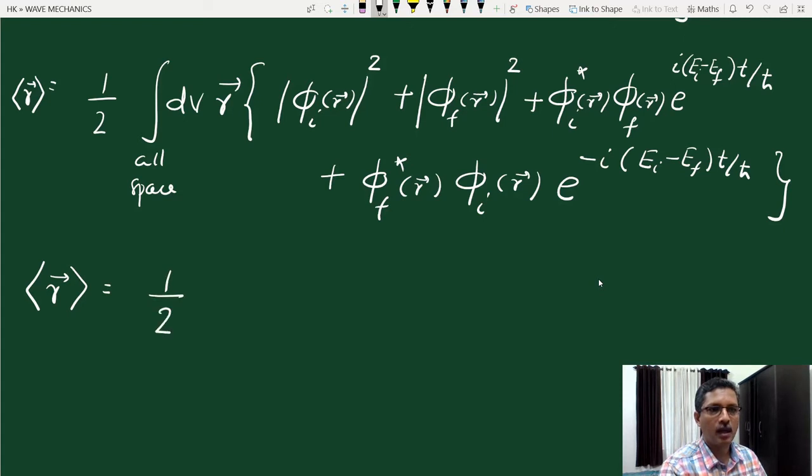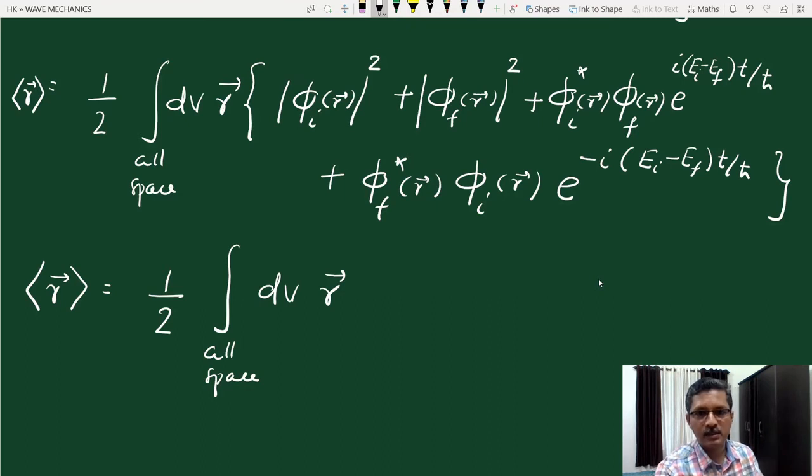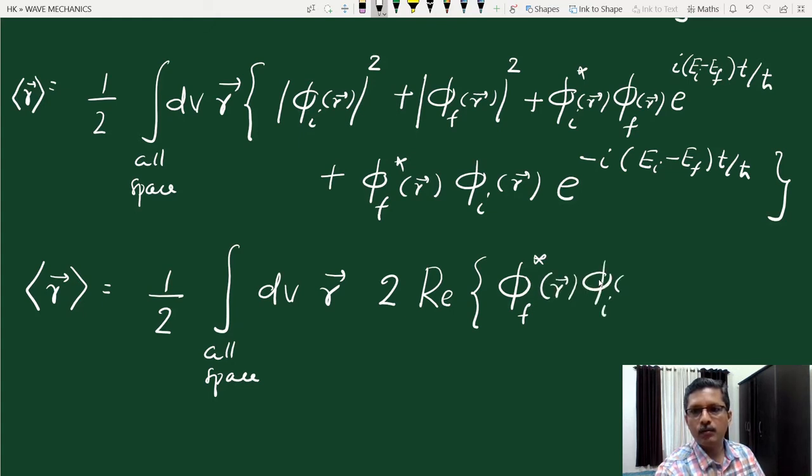we can write the expectation value of the position vector of the electron as half integration over all space, dV r, and for the third and fourth terms together, I am not considering the first and second terms, we can say 2 times the real part of, I am considering the fourth term. We can consider either the third term or the fourth term. Let's take the fourth term: phi f star phi i e raised to minus i (Ei minus Ef)t by h cross.